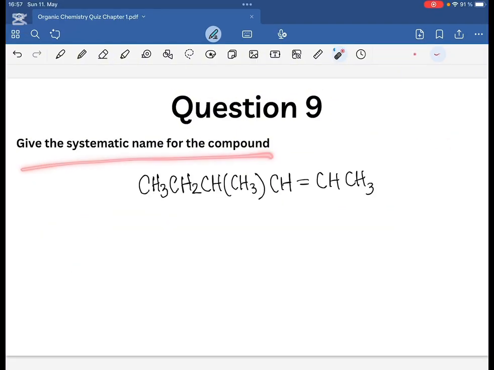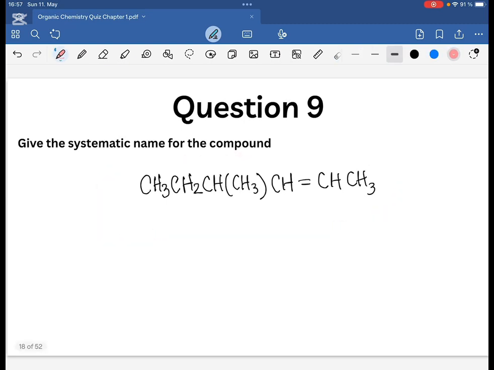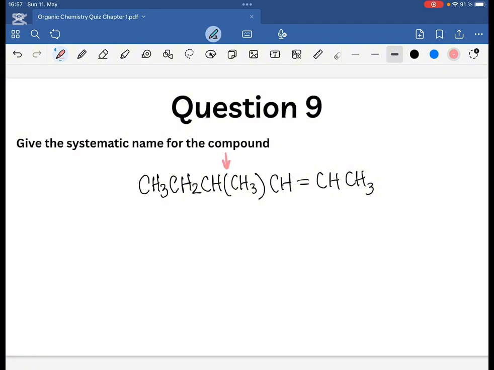Give the systematic name for this compound over here. So let's first draw this again. Now, something that's in parentheses is actually a branch for the carbon that is to the left. So if I'm going to draw it again, it's going to be CH3, CH2, CH. There's a CH3 over here. There's a CH, double bond, CH, CH3.